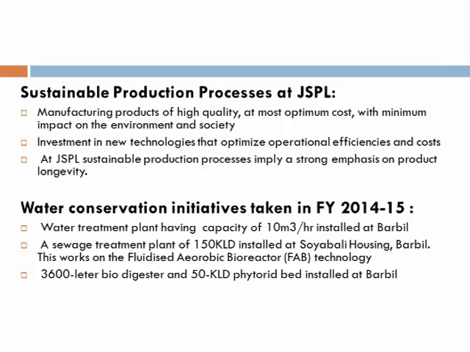Next, we have sustainable processes that are followed at JSPL. Manufacturing products of high quality at optimum cost with minimum impact on the environment and society has been one of the prime objectives of JSPL's sustainable production process. To achieve this, JSPL is investing in new technologies that optimize operational efficiencies and cost. A good example of such investment is its coal gasification plant, which is a new technology that saves on energy and boosts manufacturing efficiency. At JSPL, sustainable production process implies a strong emphasis on product longevity.